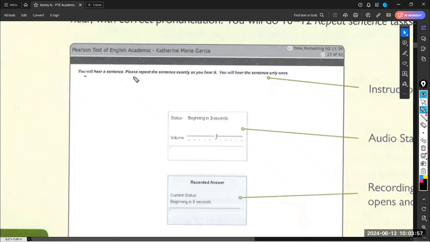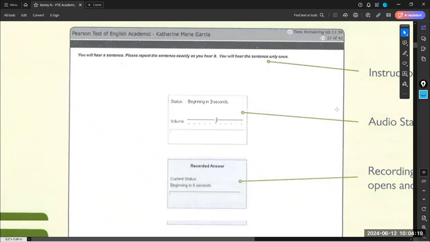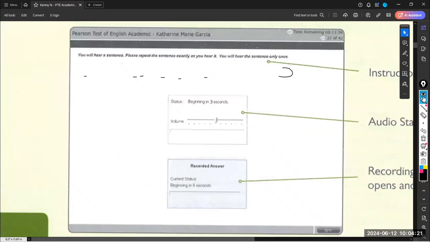So you will hear a sentence. Please, you have to repeat the sentence exactly as you hear it. You will hear the sentence only once. So this is what you have to be careful about. In the Duolingo exam, the speaker is repeating the sentence 3 times. But in the PTE exam, you have to be careful because the speaker is going to repeat the sentence only once.